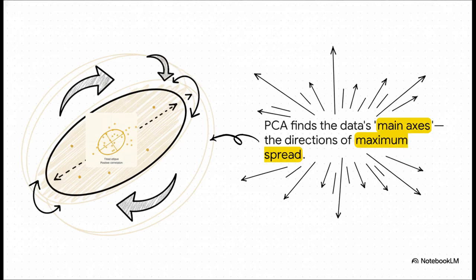Let's just take PCA for a second. What's it really doing? Well, it looks at the covariance matrix to find the axes of that tilted ellipse we kept seeing. Those axes, the directions of the biggest stretch, those are your principal components. It's an incredibly smart way to find what's most important in your data.